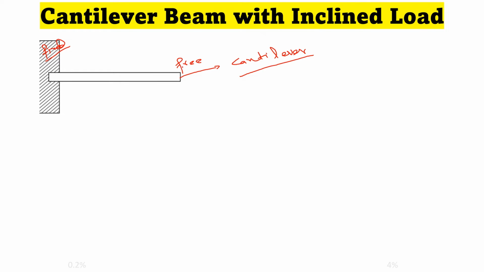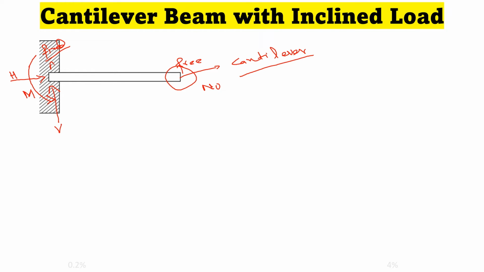For this free end, there is no reaction, and at this fixed end, we have three reactions. One is the vertical reaction, one is the horizontal reaction, and the other one is the moment reaction. So basically, we have three equilibrium equations available with us. So we can use those three equations to find out these three reactions of the simply supported cantilever beam. This is the vertical reaction, this is the horizontal reaction, and this is the moment reaction.